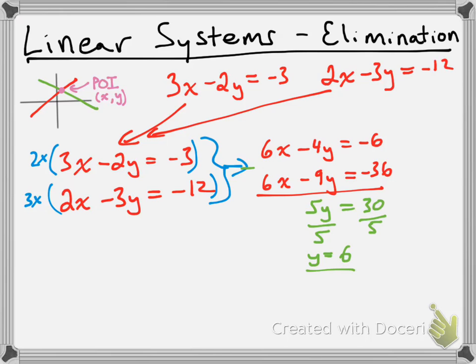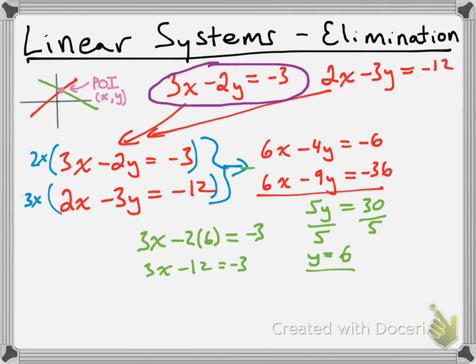What I'm going to do is pick one of my two equations up above. I'm going to pick the first one, this guy here, and I'm going to substitute that y value into that equation. I could have picked the other equation, but I just happened to choose this one. All right, so let's see what happens when we do that. I'm going to have 3x minus 2, instead of y, I'm going to have 6, so 2 times 6, is equal to negative 3.